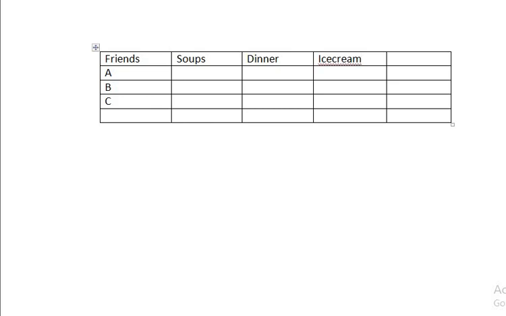Mr. A ordered a macho soup, which costs ₹50, and Mr. B ordered a tomato soup, which costs ₹40, and Mr. C ordered a baby corn soup, which costs ₹30, and they ordered a South Indian dinner, which costs ₹80.